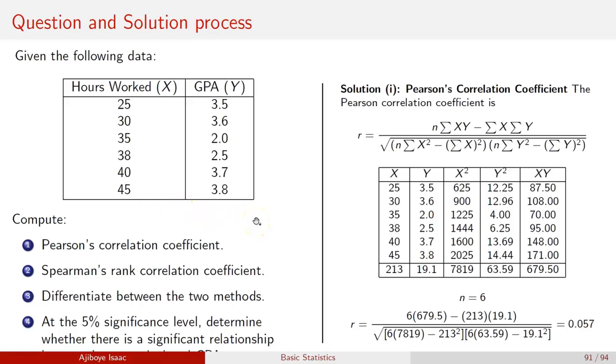The formula to compute the Pearson correlation coefficient is given as r equals to this. To do that, we'll construct a computation table where we will have the square of the x, the square of the y, and the product of the x and the y. Then we'll sum the total in each column to arrive at the totals. Then we'll substitute those values into the formula, and the Pearson correlation coefficient therefore will give us 0.057. And that's a very small value, right?